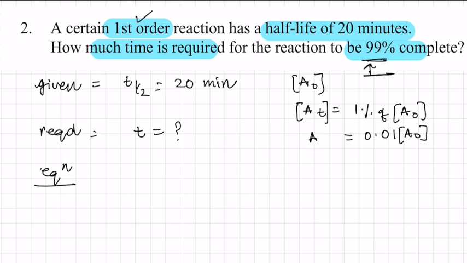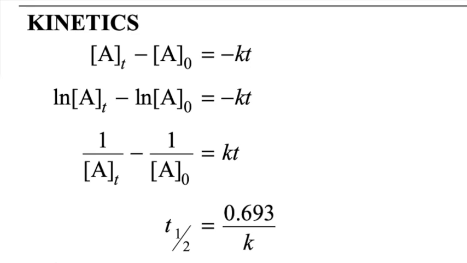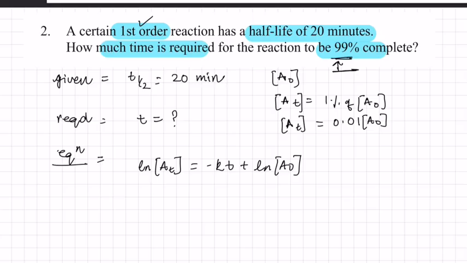Once you've done this, you look at your equation. So you go to your first order rate law and the equation is given to you. I look at my equation and say, well, I know I start with something, A0. They've given me AT, 0.01 A0. Have they given me the time? No, that is the question mark. I have to find the time. So if I knew K, I could solve for the time required for the reaction to be 99% complete.